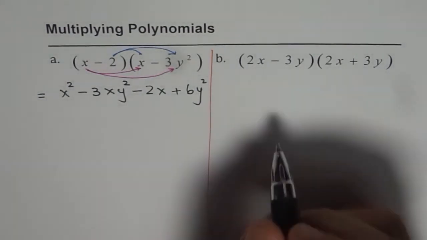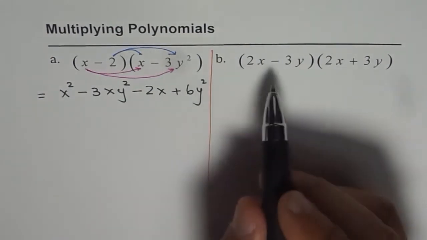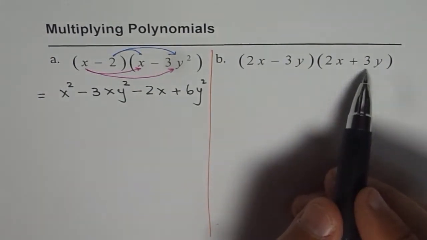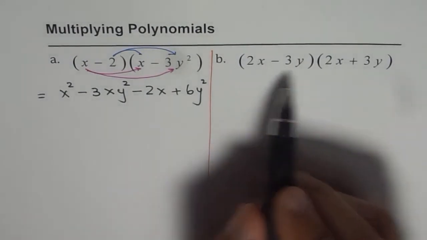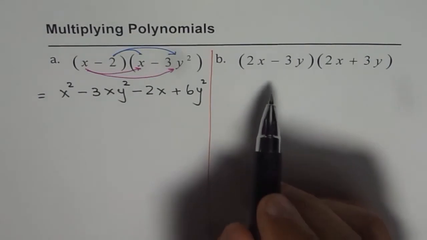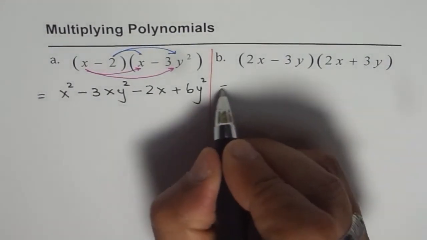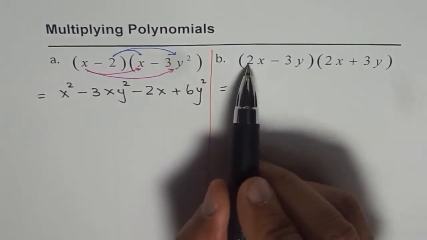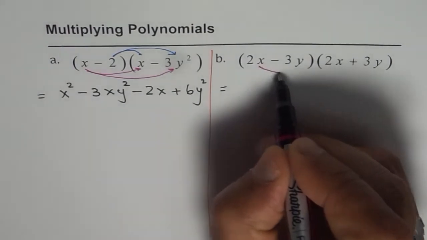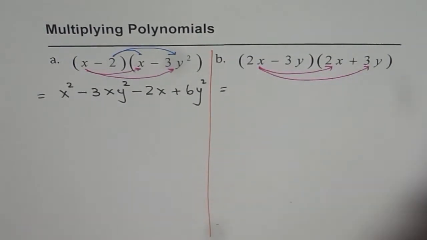Now for the next one, we'll follow the same method. So here is kind of interesting. These are two binomials, right? Now they have very similar terms. 2x minus 3y, 2x plus 3y. Let us multiply and see what we get. So we'll apply the distributive property. First we'll multiply by 2x. So when you multiply by 2x, we'll do 2x times 2x first, and then we'll do 2x times 3y, right?